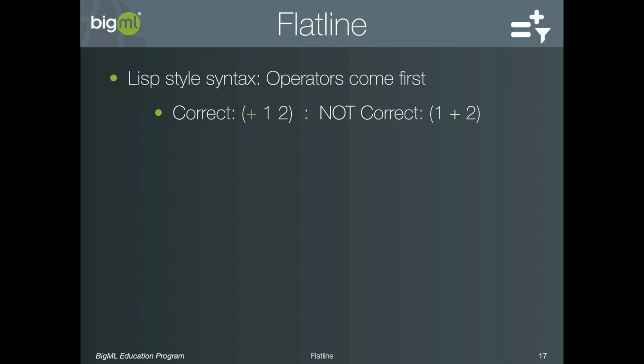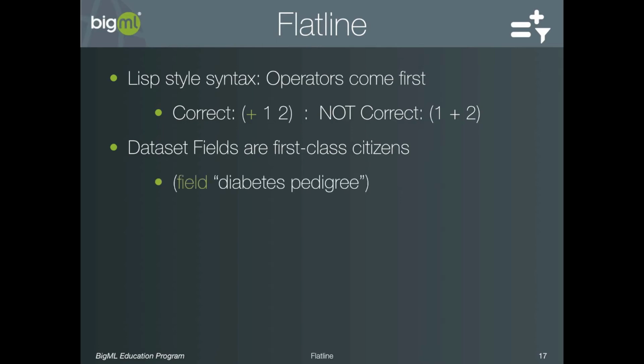Dataset fields are first-class citizens in Flatline. This means that when you want to include the value of a field in an expression, you can indicate this with the field operator. In this example, the value of the field diabetes pedigree in each row will be substituted in the expression. Flatline also has support for limited programming language structures, which makes it possible to create very complicated expressions. Flatline is not a Turing-complete language, however, so you will not be able to simulate any arbitrary algorithm.